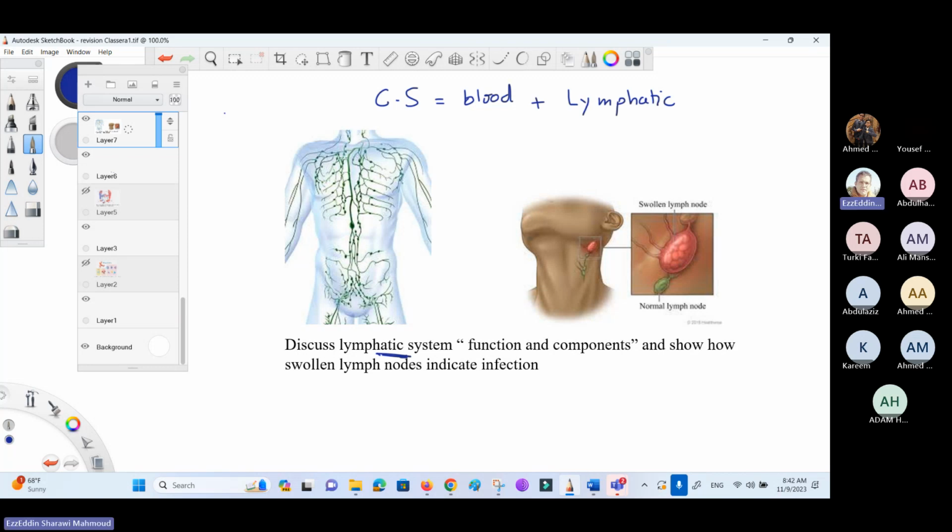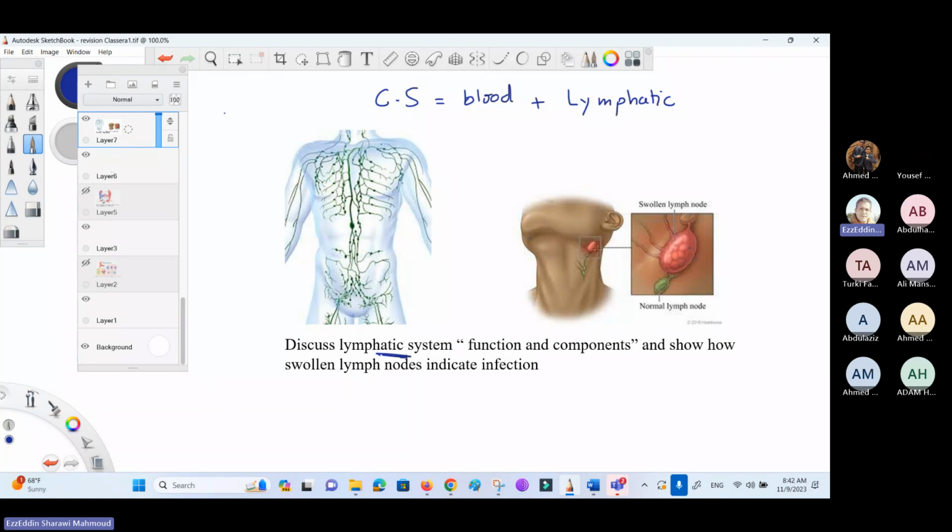Lymph is moving in lymphatic vessels, as you see here. A lot of nodes. Look at this node here. This is called a lymph node. In case of infection, the lymph nodes swell like that, so they increase in size. Why? To produce more white blood cells.